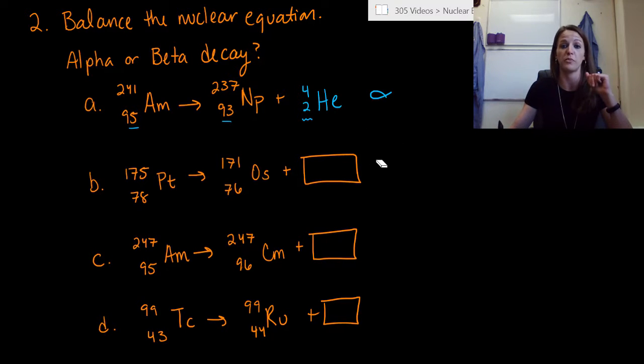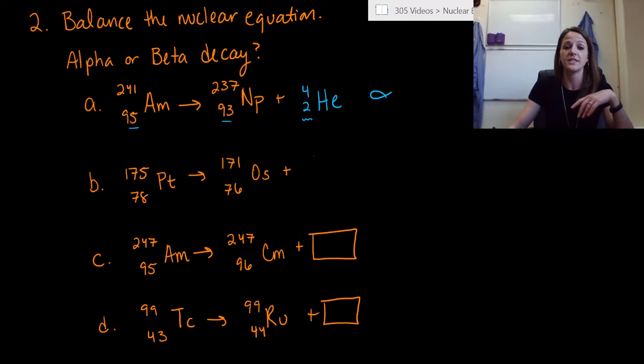Let's move on to our next one, for B. What we're looking at here is we're going to start by balancing our mass numbers, or our superscripts. What I see is that we have 175 on the reactant side and 171 on the product side. The only way you can balance this out is by saying 171 plus 4 is equal to 175. So our mass number is balanced.